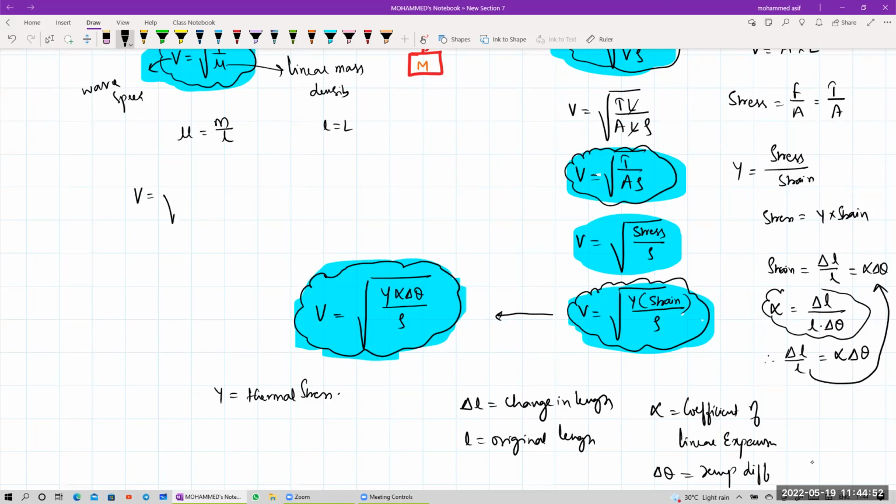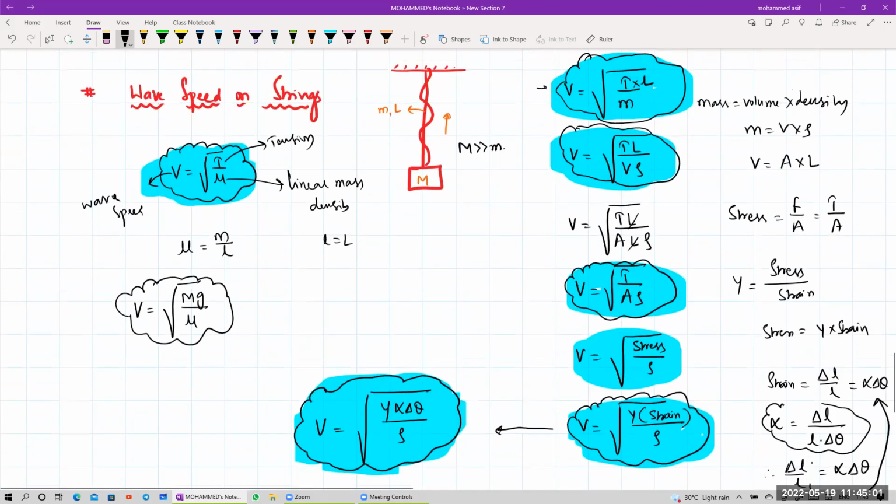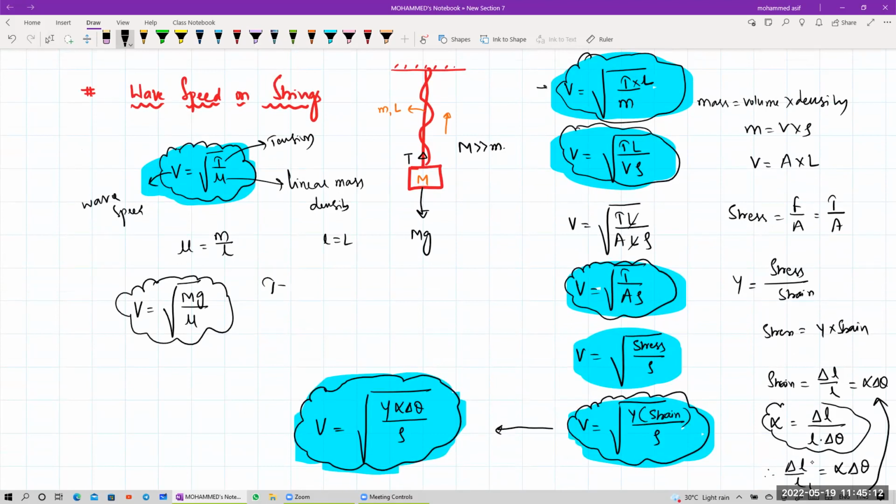V is also written as under root of tension T divided by mu. Tension T will be equal to how much? Capital M into G divided by mu. Where did capital M come from? Look here, in this free body diagram, the weight of the body is capital M into G in the downward direction. Tension in the string is capital T in the upward direction. So T is equal to mg. In the place of T I have substituted mg, so I got this formula: V is equal to under root of mg divided by mu. Okay? Yes sir.